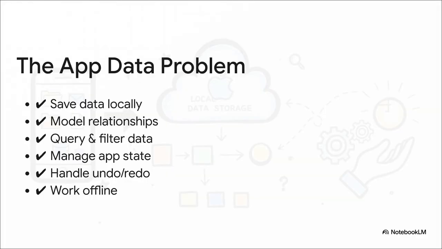You know, for any app developer, just managing data is a massive challenge. I mean, sure, you have to save stuff to the device, but it's so much more than that. You have to figure out how different pieces of data relate to each other, like a user and all of their posts. You need to be able to search through it, manage its state, and even handle something as simple as undo and redo. This is the big, complex problem that pretty much every single app has to solve.